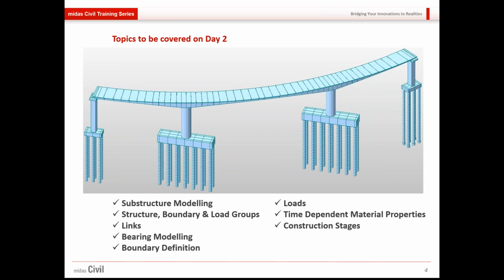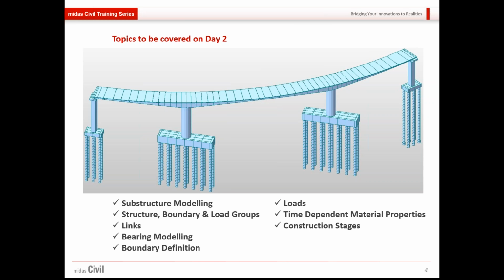As shown in the image here, this is what we'll be aiming to do today. We'll be doing the substructure modeling manually for the end supports. We'll be defining structure boundary and load groups and why these are needed. We'll be defining the links. I'll let you know what links are. We'll be modeling the bearing. We'll define the boundary conditions. The loads that would be applied to the structure, like SIDL and temperature loads. The time-dependent material property, that is, the effect of creep shrinkage and change in compressive strength with time. And we'll try to cover the construction stages as well.